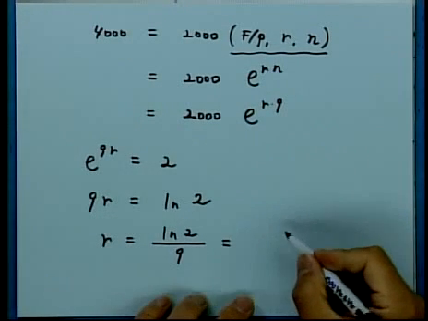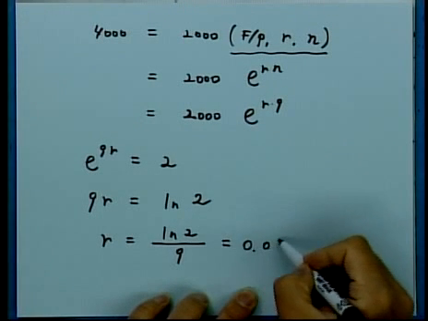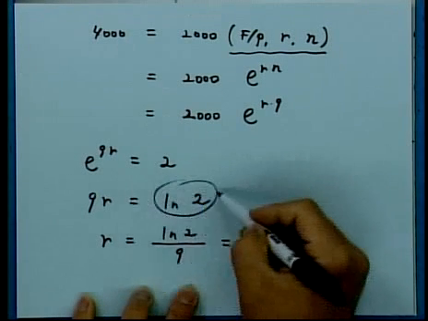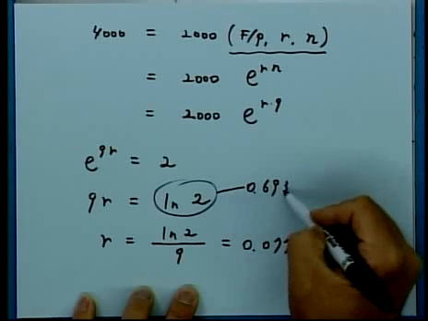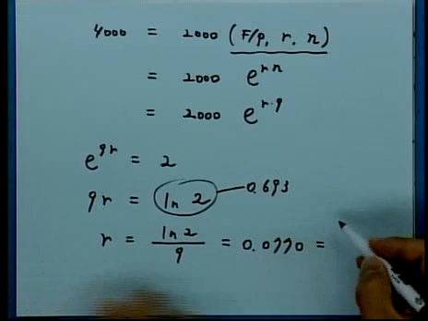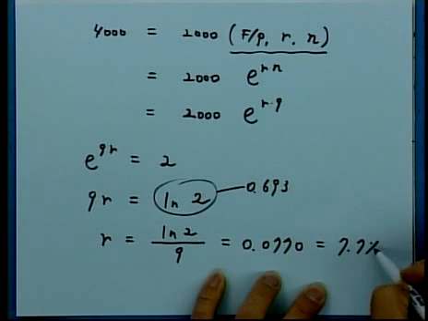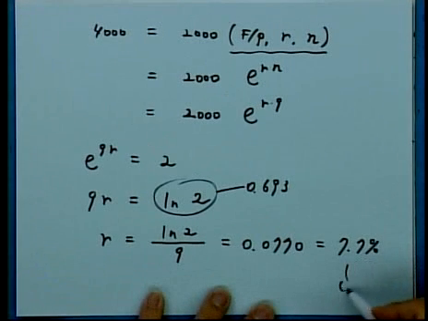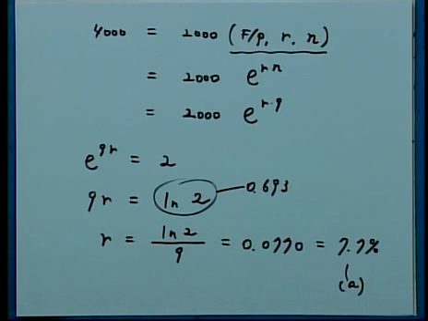Okay, so it's going to be 0.0770 because here log of 2 is 0.693. Okay, so it's going to be 7.7%. Okay, that's the answer for part A. That is the nominal interest rate compounded continuously that the bank is paying.